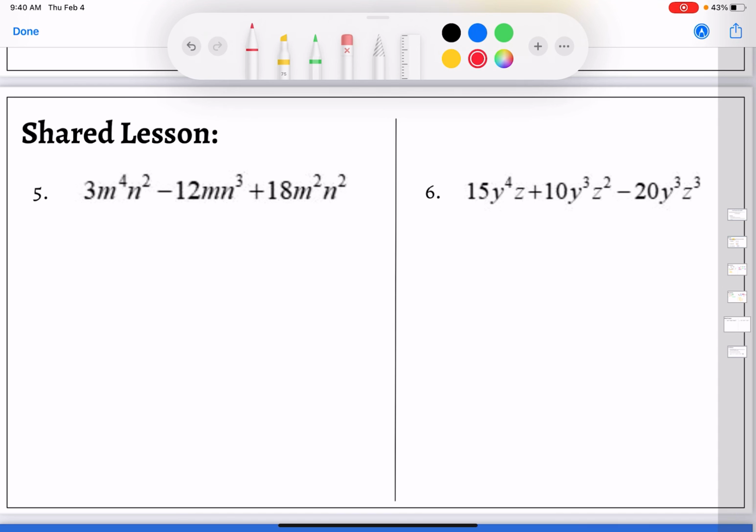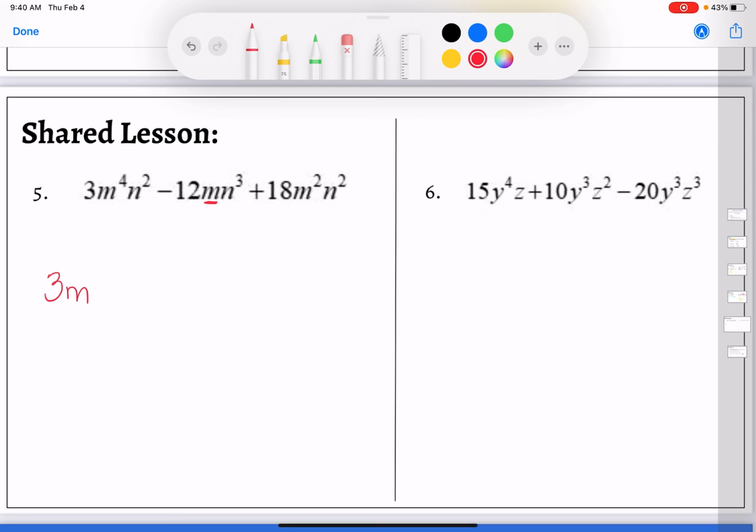Let's take a look at number 5. If I'm looking at my numbers, 3, negative 12, and 18, I'm seeing that the biggest number that they have in common, the biggest factor, would be a 3, right? I can't go bigger than that. I was thinking 6, but that first term kind of throws that off. And then I have m to the fourth, m, and m to the second. So I have only one m in that middle term, so I can only take one out front.